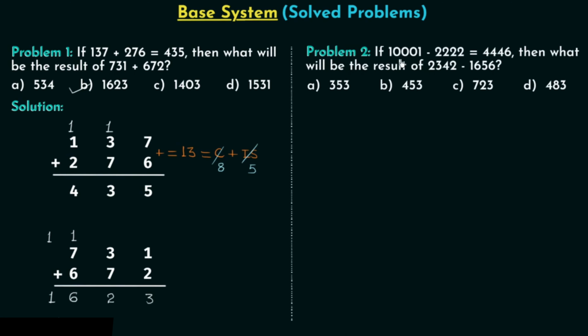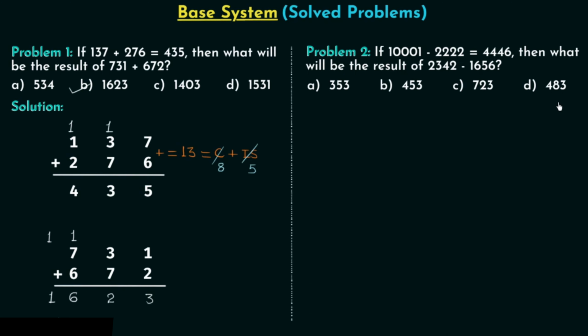If 10001 minus 2222 is equal to 4446, then what will be the result of 2342 minus 1656? There are 4 options given. Option A is 353, option B is 453, option C is 723, and option D is 483.